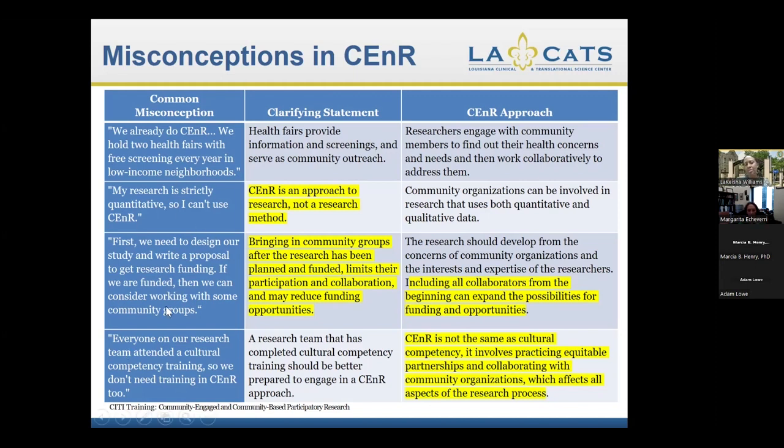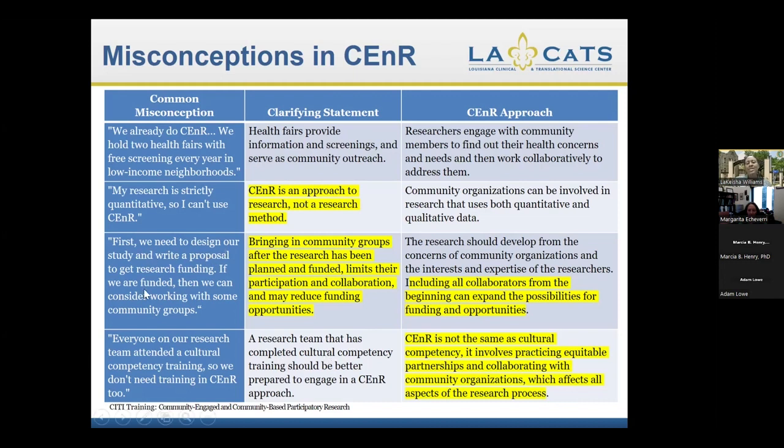We also see some common misconceptions of community engaged research. My research is strictly quantitative, so I can't use community engaged research, and that's not necessarily the case. It's not an approach to research. It's not a research method. It's stating that the community organizations can be involved in research that uses both quantitative and qualitative. So we're using potentially this survey data, we're using all of that information collectively, but at the same time, we're using the comments from the community. We're using specifically what the community is saying word for word and being able to collectively utilize that information to come up with some type of strategy or solution to improve overall health outcomes.